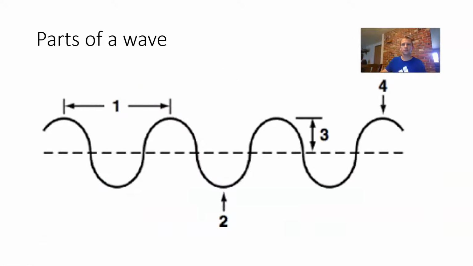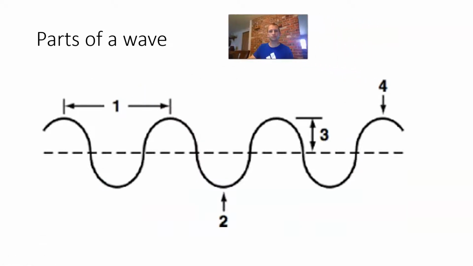So let's talk about a couple different parts of a wave. So we'll start here with number one. And we've got this line that is curving back and forth. This is going to represent our wave. Now we've got this high point over here, and we are going to go all the way across to the next high point. This distance, this is going to be called our wavelength.